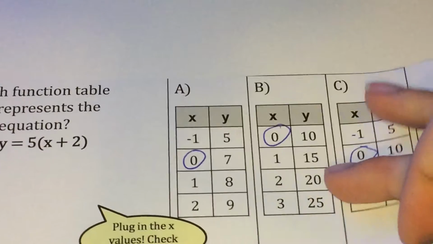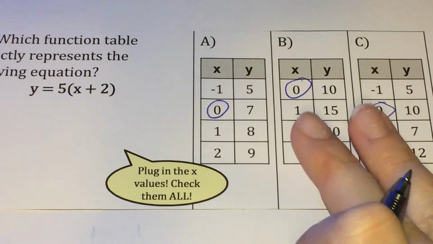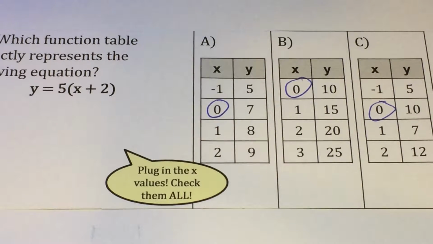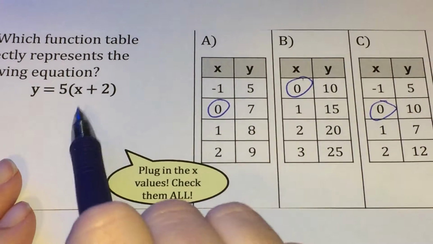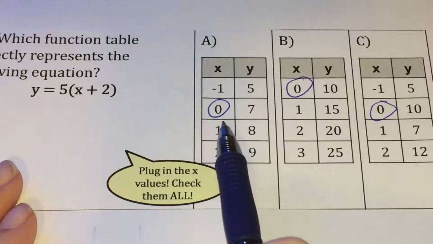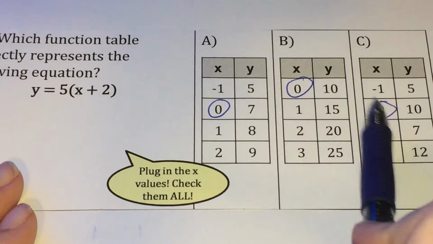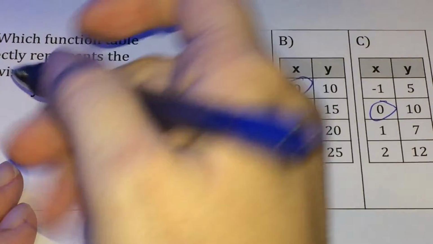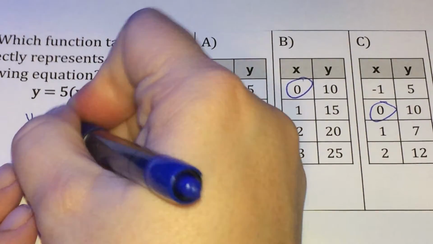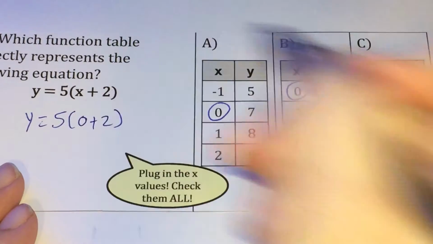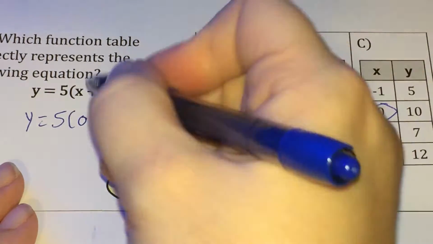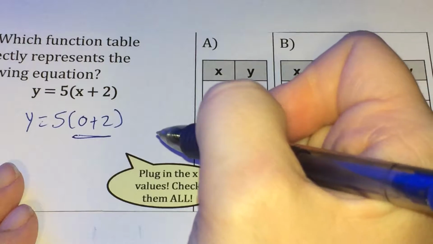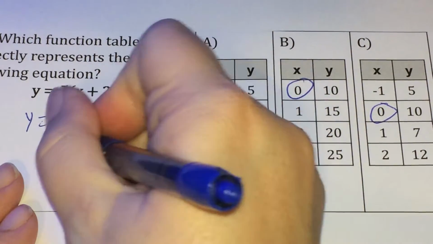For number 2, we have an equation and we need to figure out which table matches, and we're going to do that by plugging in our x values to the equation. And I'm going to start with 0, and I'm going to see when I plug in 0, is my y value going to be 7 or is my y value going to be 10? So I'm going to go ahead and plug this in. Y equals 5 times 0 plus 2. And remember, order of operations, we need to do our parentheses first. 0 plus 2 is 2.